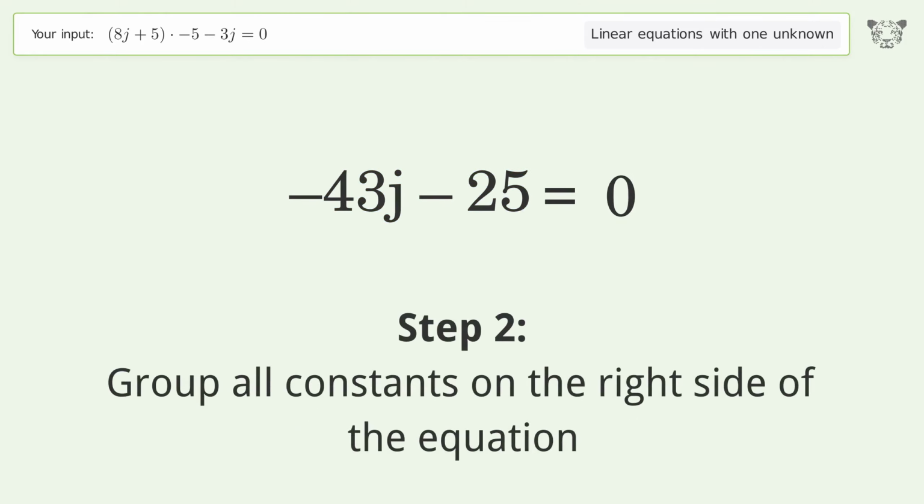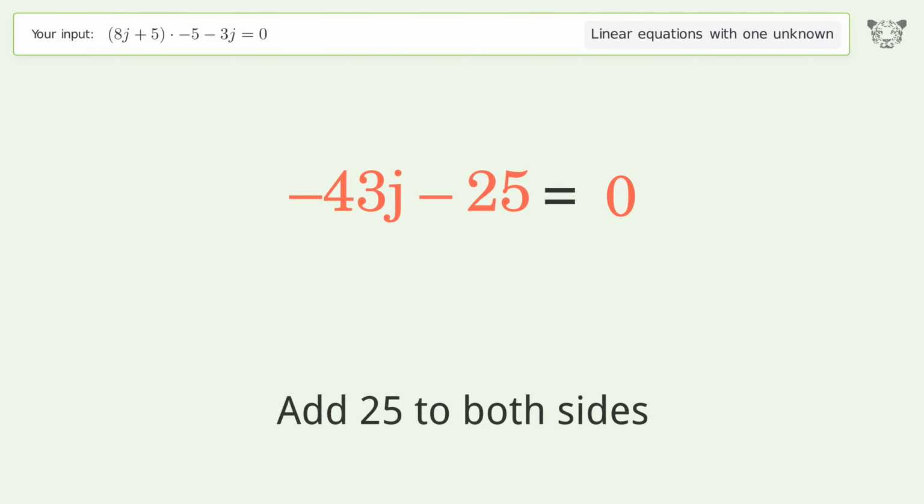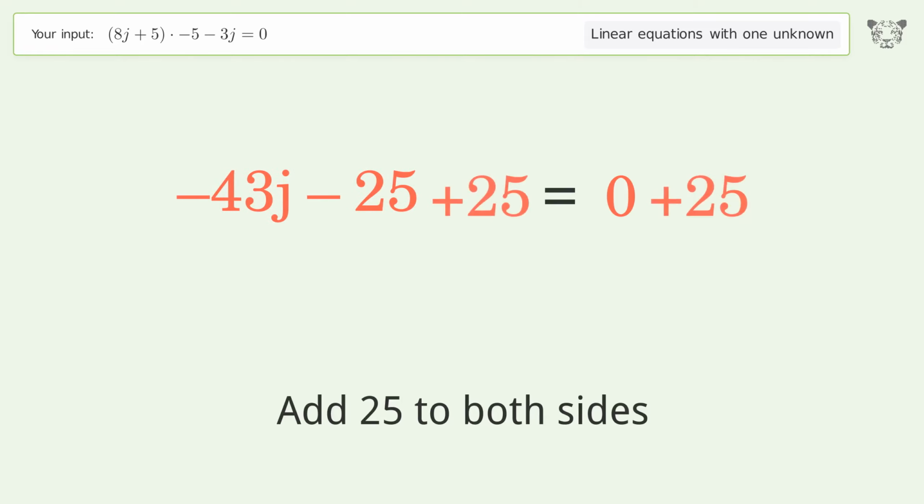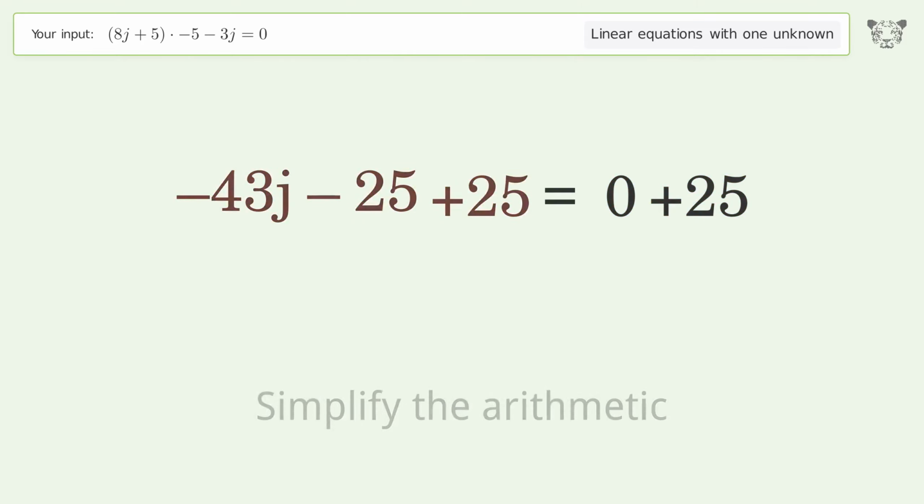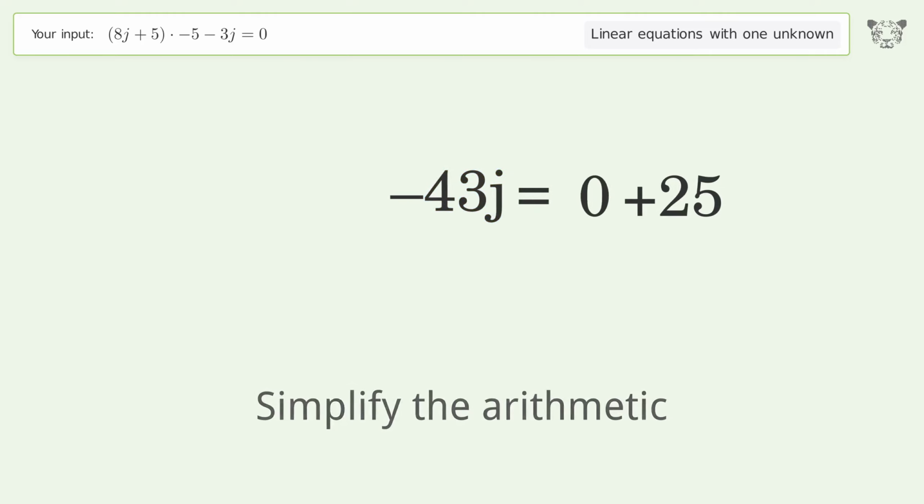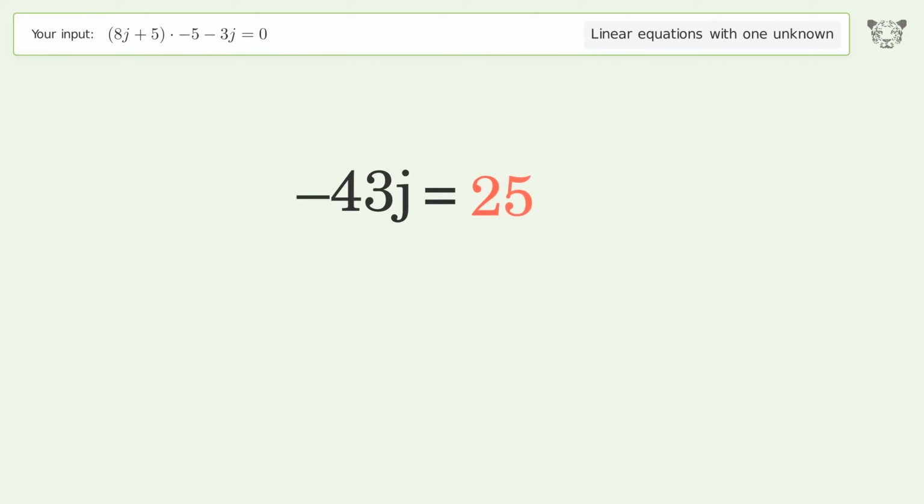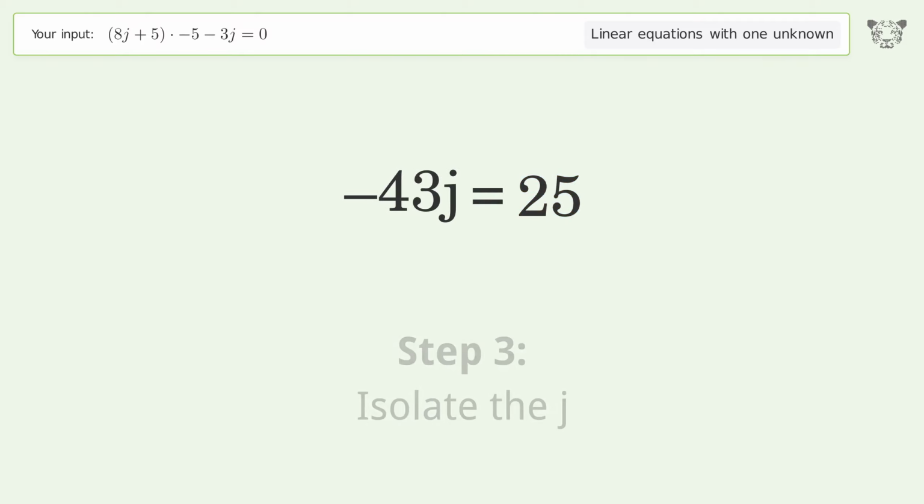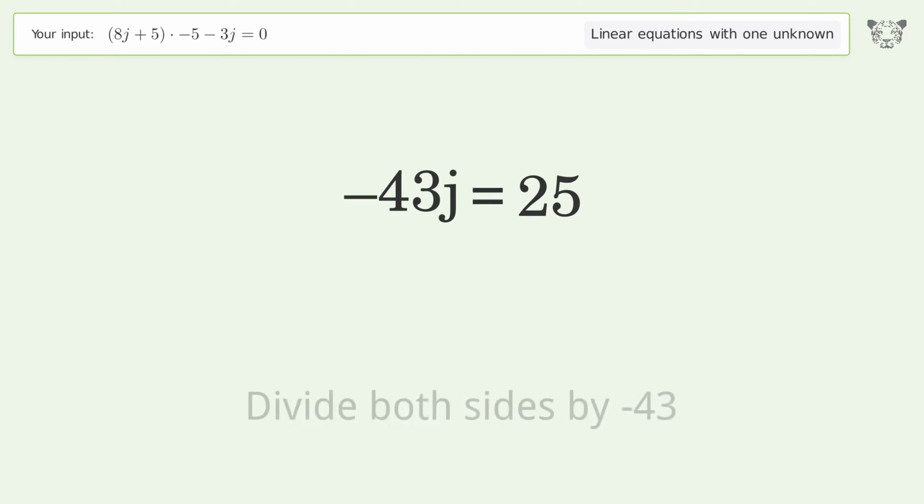Group all constants on the right side of the equation. Add 25 to both sides. Simplify the arithmetic. Isolate the j. Divide both sides by negative 43.